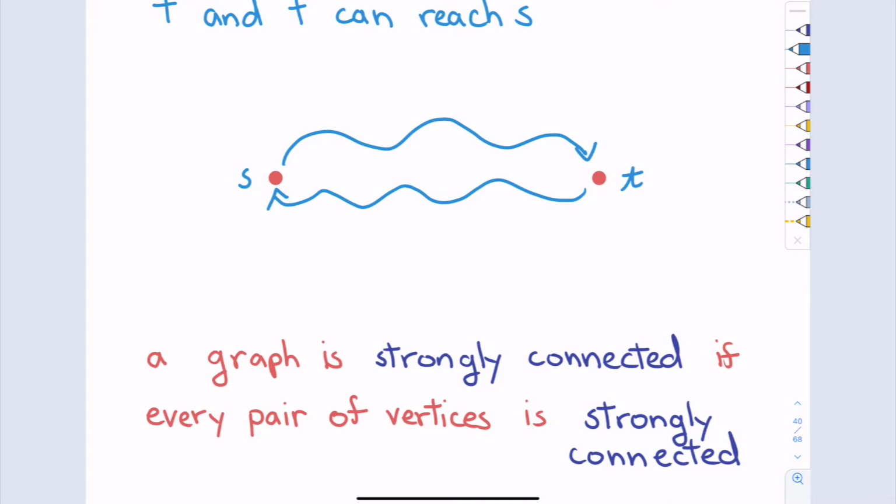Just as far as vocabulary goes, a graph is called strongly connected if every pair is strongly connected. You're kind of hoping that real world maps are strongly connected. Otherwise, you can get stuck in a ditch and never get out.